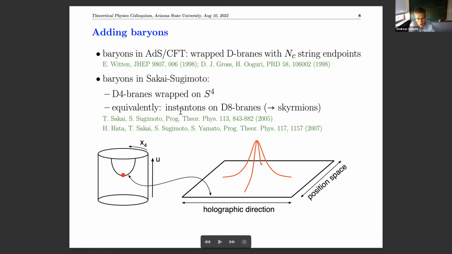And I call it an instanton because it's just like the instanton you know and love in four-dimensional field theory, except that the time direction is replaced by the holographic direction u, or some coordinate that goes along these connected flavor branes. So strictly speaking, it's not an instanton in the sense that it's localized in time, but it's localized in position space and in the holographic direction. That's one difference. Of course, the other difference is that it's an instanton in curved space. That makes it much more difficult. So this is the difficulty.